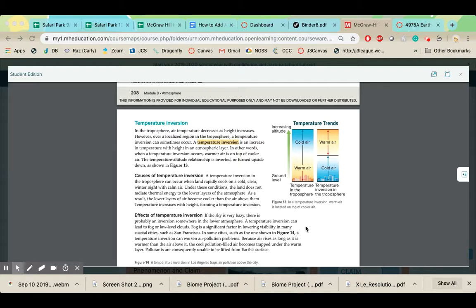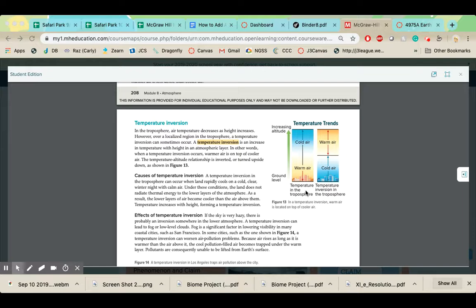Okay. So here is an interesting phenomenon that is important for you to learn called temperature inversion. So in temperature inversion, here on the left side, I want you to look at that picture first. Generally, warmer air is closer to the ground, and if you go up higher and higher and higher, it will get cooler and cooler and cooler.